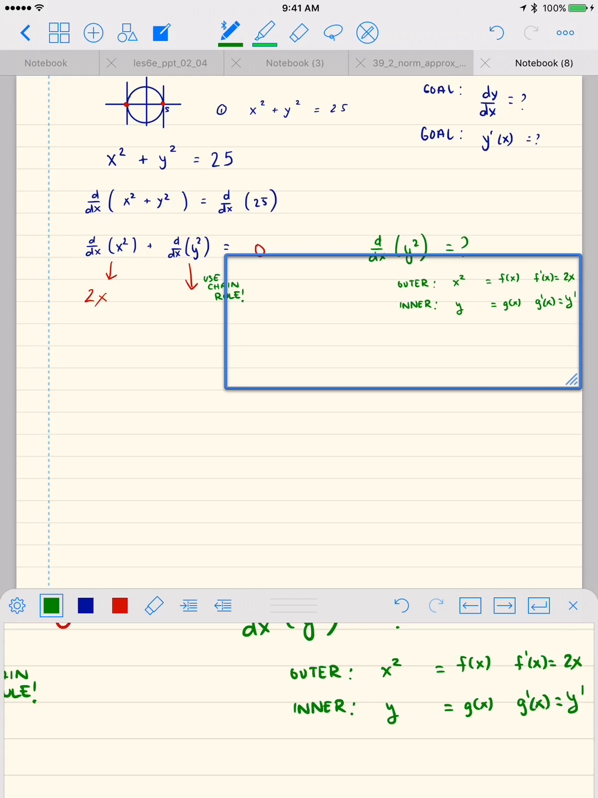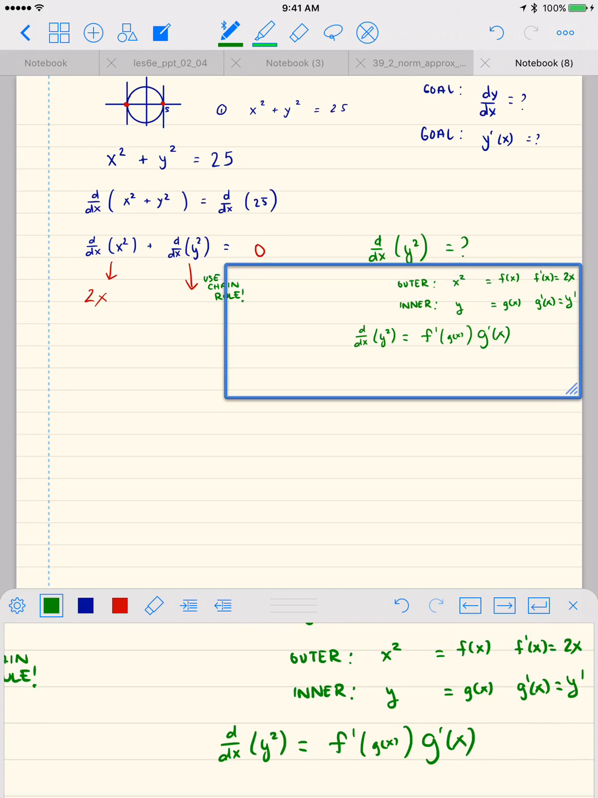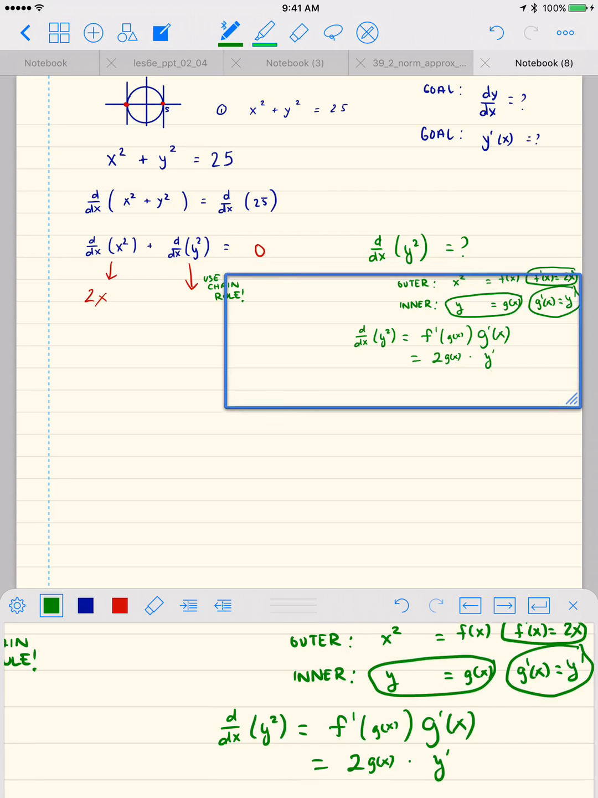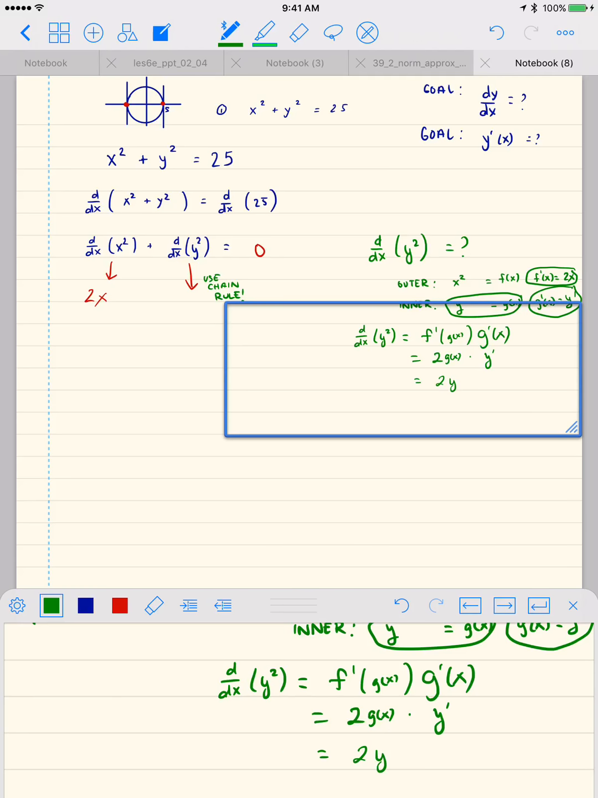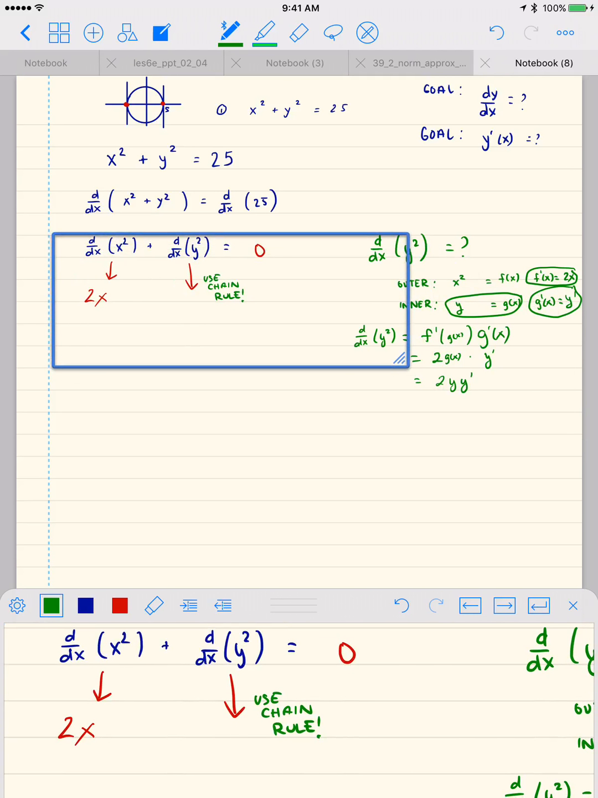So my formula, which says that this derivative is f prime of g of x times g prime of x. My f prime of x is 2x, so I'll have 2 times g of x times the derivative of g, which is just y prime. But what is g of x? G of x is equal to y, so we'll just have 2y prime. So over here, this derivative is going to be 2y prime.